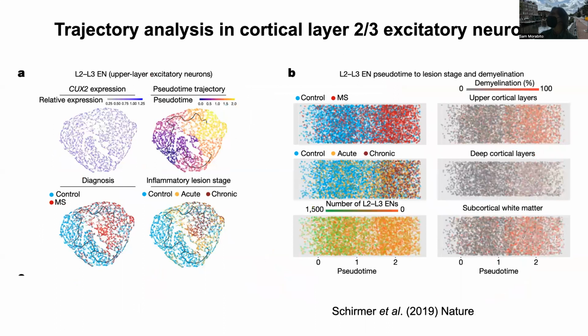I think I have a couple more slides. This is kind of an example of a pseudotime analysis that I just didn't really understand, or maybe it confused me. This was a paper in Nature, where they're looking at human multiple sclerosis samples. This is one of their main figures, looking at an excitatory neuron population that they termed layer 2, layer 3.